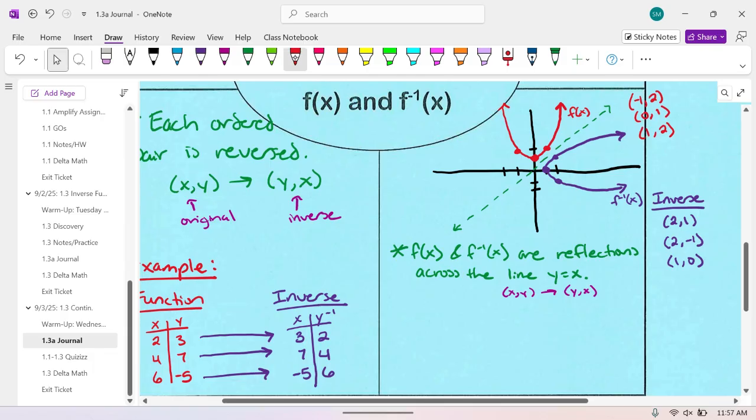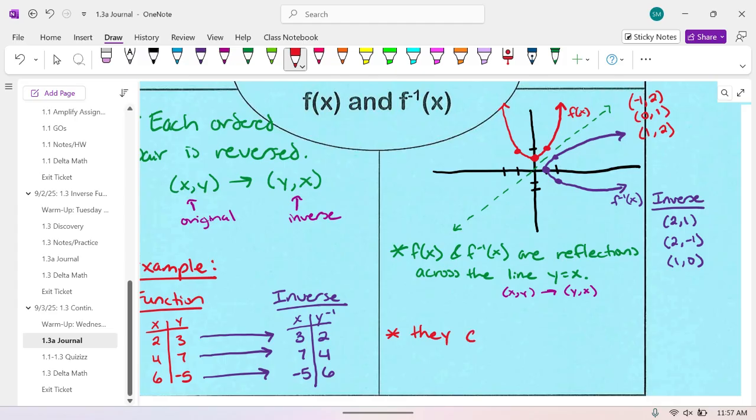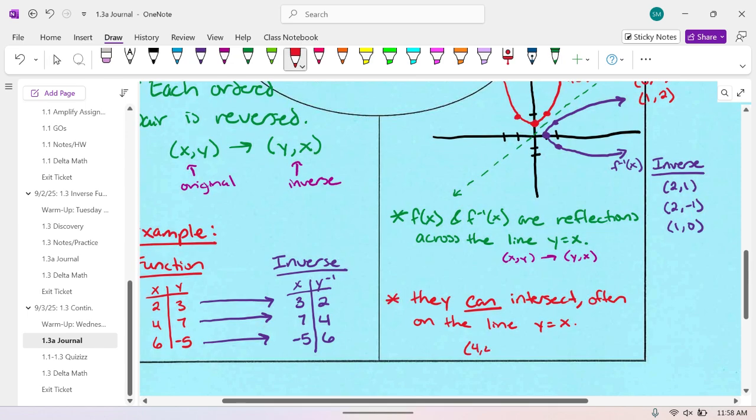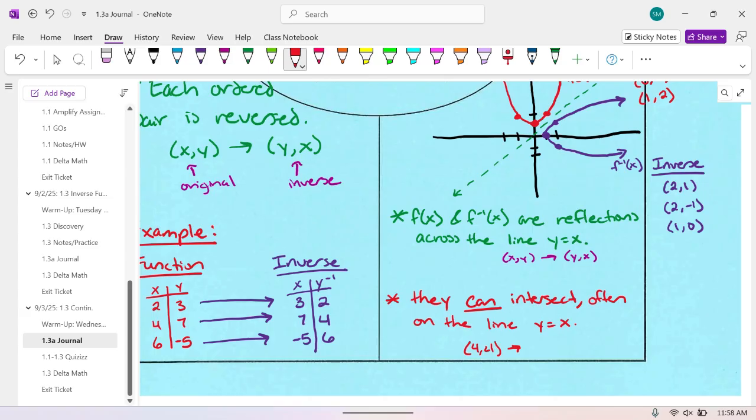Now, another thing to note is that they can intersect often on the line y equals x. So, for example, if you had the point (4, 4), if you flipped x and y, what's a new point? (4, 4). All right. Because they're the same number for both parts of the point, it still gives you the same point.